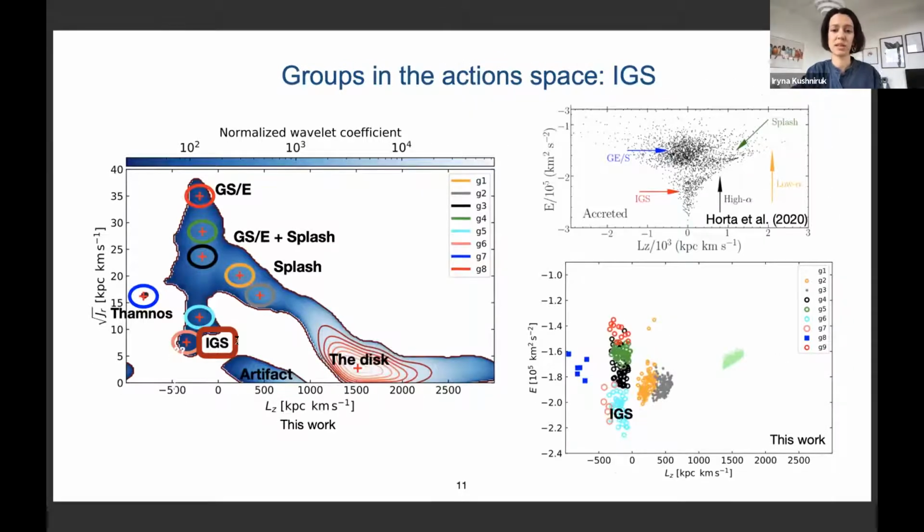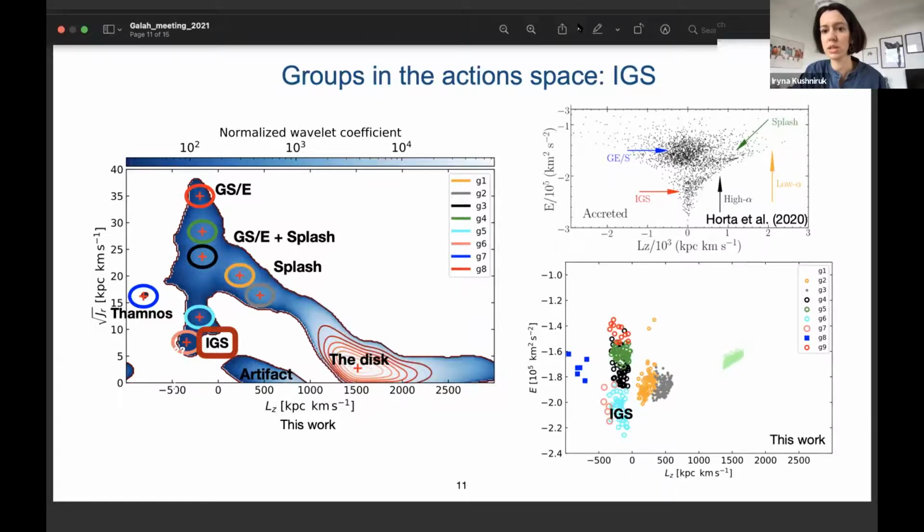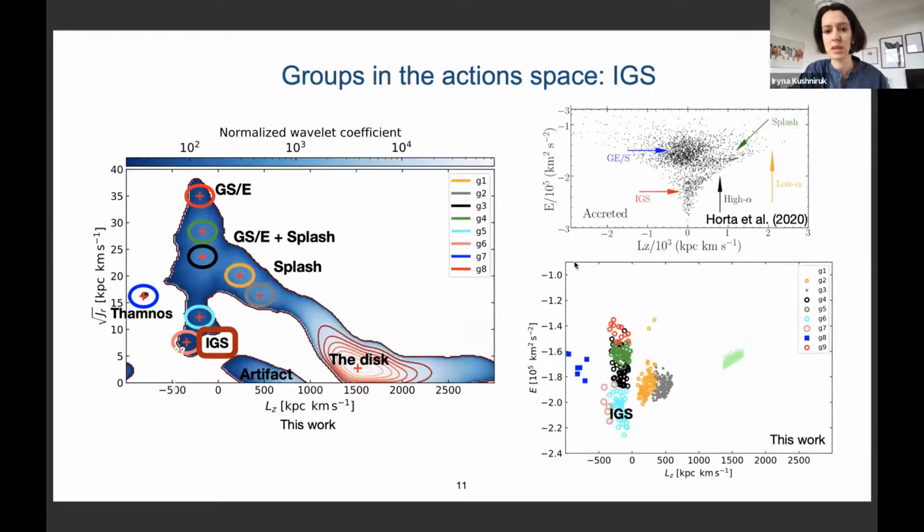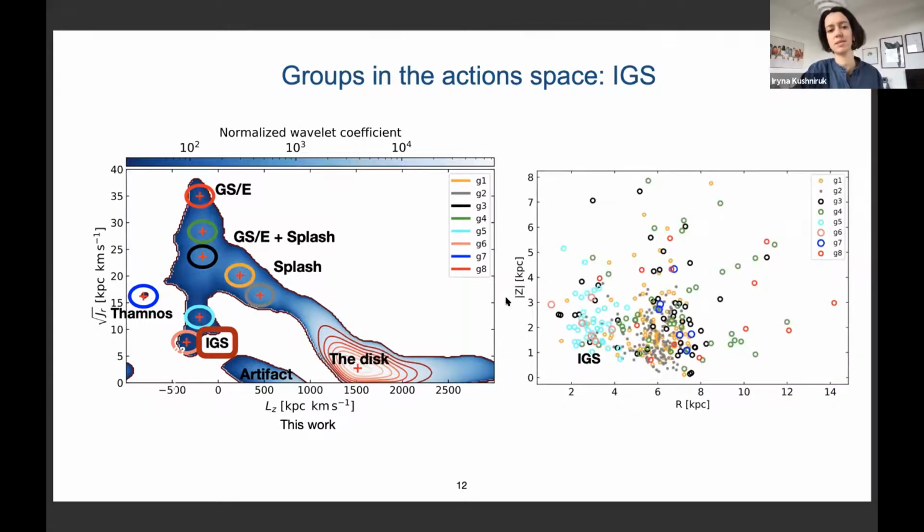Let's move on to the inner galaxy substructure. We also see it in our GALAH sample. And for comparison, I have energy versus LZ plots from Horta et al. And we can see that the inner galaxy substructure is indeed there. And to convince you that it's actually the inner galaxy substructure, I show you the plot of R, which is the distance to the galactic center, versus modulus Z, the distance from the galactic midplane.